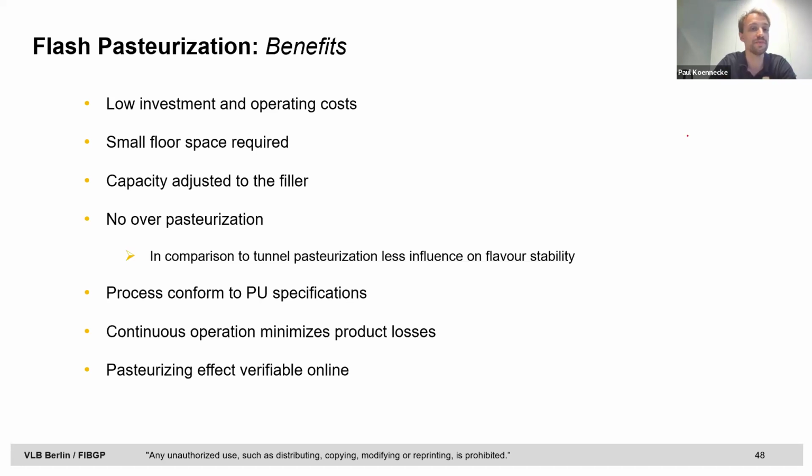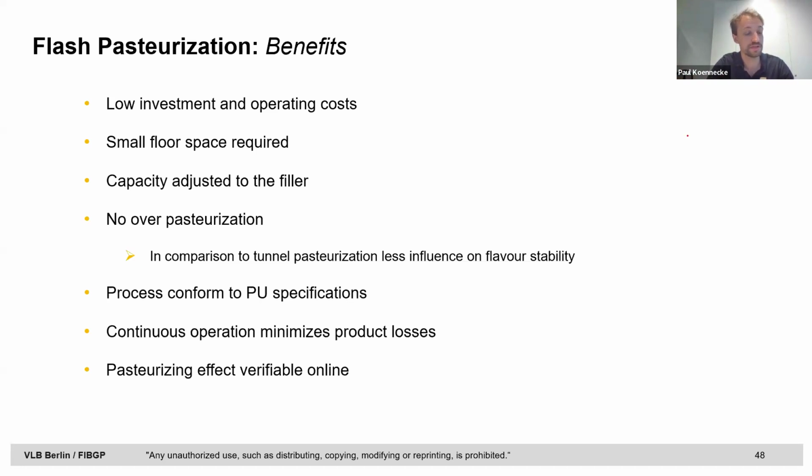Also the energy consumption is way lower. It requires way less space. You can just basically place it sometimes next to your filler and don't have to have a lot of space in your filling lane, or you have it somewhere else and just then bring the beer to the filler. You normally are tighter in the pasteurization units you want to achieve, so there's less over pasteurization.